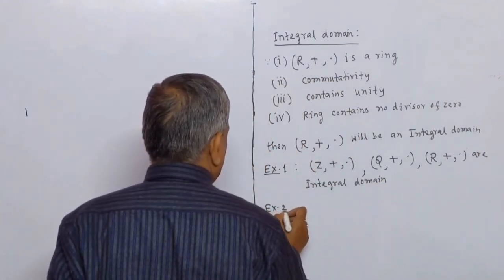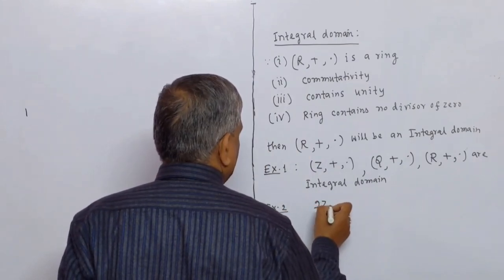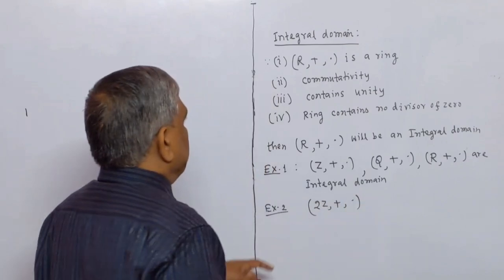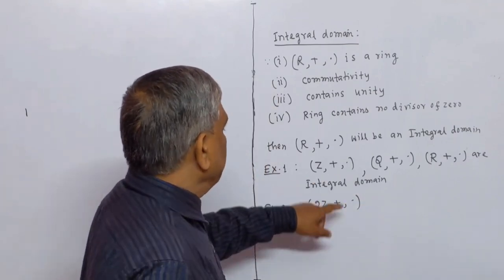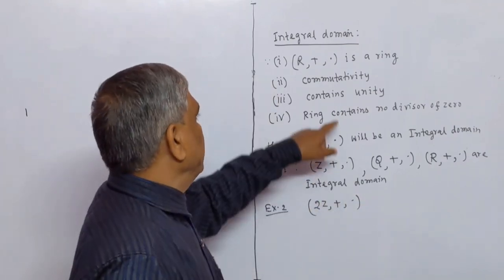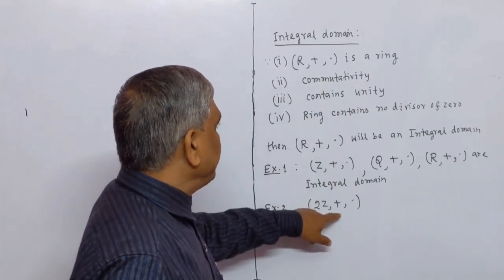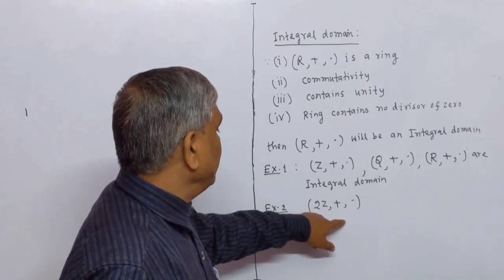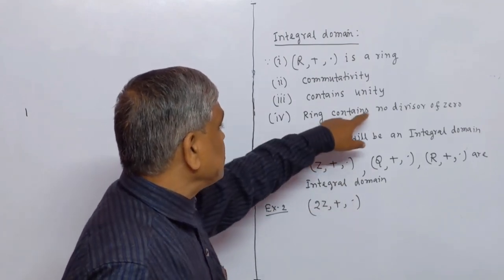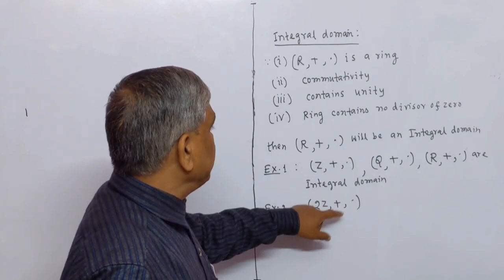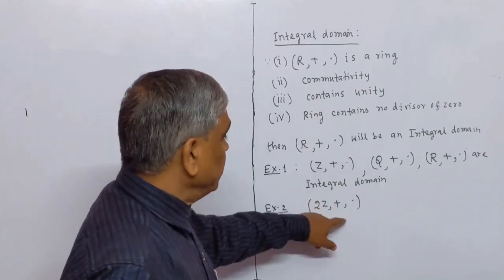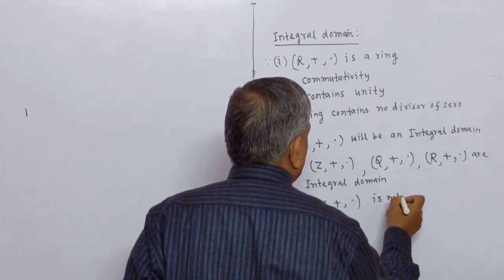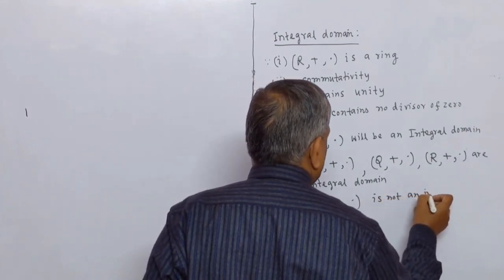Example 2: (2Z, +, ·). This is a ring. It fulfills the commutative property but does not contain unity. It also contains no divisor of 0. Since it does not contain unity, it is not an integral domain.